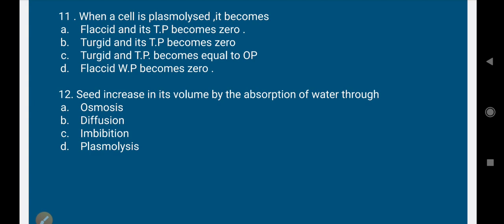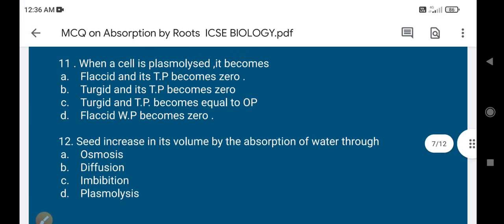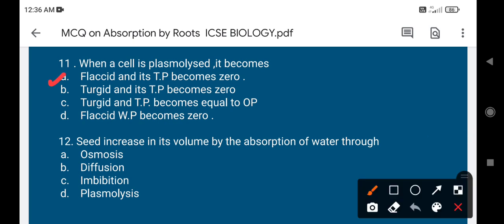फ्लैसीड एंड इट्स टर्गर प्रेशर बिकम ज़ीरो. टर्गर प्रेशर तो ज़ीरो हो जाएगा क्योंकि अब क्या है, उसका टर्गर प्रेशर खत्म हो गया, इसलिए उसके अंदर स्ट्रेंथ खत्म हो गई. सो हियर द करेक्ट आंसर इज इट बिकम फ्लैसीड एंड टर्गर प्रेशर बिकम ज़ीरो. सो हमारा करेक्ट आंसर हुआ ए.